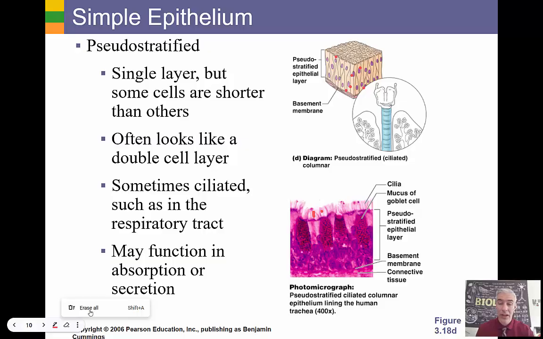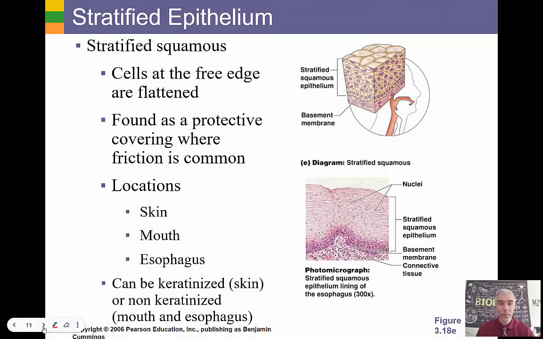So for this, look for the staggered nuclei, that's at the bottom. You can see the nuclei are all in different places here. But also you have the cilia on top there as well.